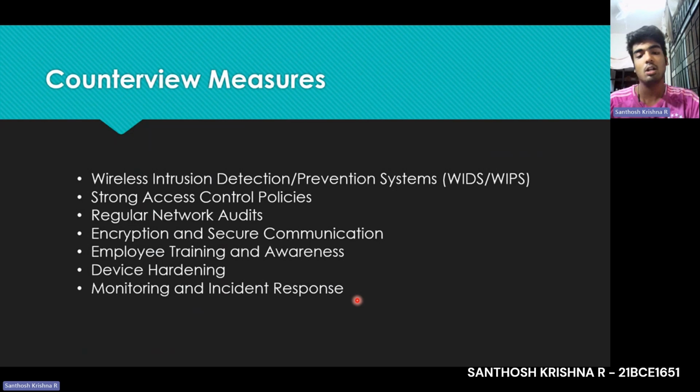So, what countermeasures can we take in order to protect ourselves from these kinds of attacks? These include implementing wireless intrusion detection and prevention systems, strong access control policies, regular network audits, encryption, employee training, device hardening, and monitoring and incident reporting. So let's discuss each point in detail.